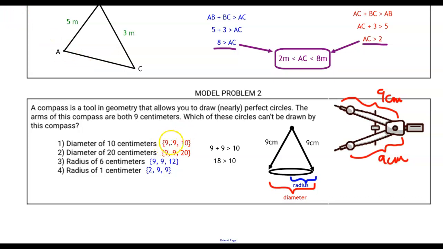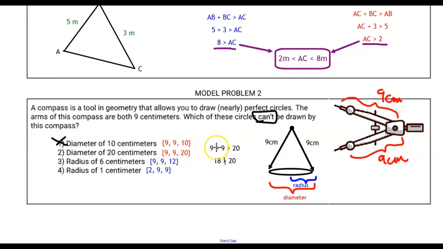All right, in the first one, we added 9 and 9, that's 18, and 18 is greater than 10. That's good. We want the sum of the 2 smaller sides to be bigger than the third side. So this proves to us that the first choice is a possible measurement of the 3 sides of a triangle. Well, remember, we're looking for which of the circles can't be drawn. So this one can be drawn, so we'll cross it off. Let's try the next one.